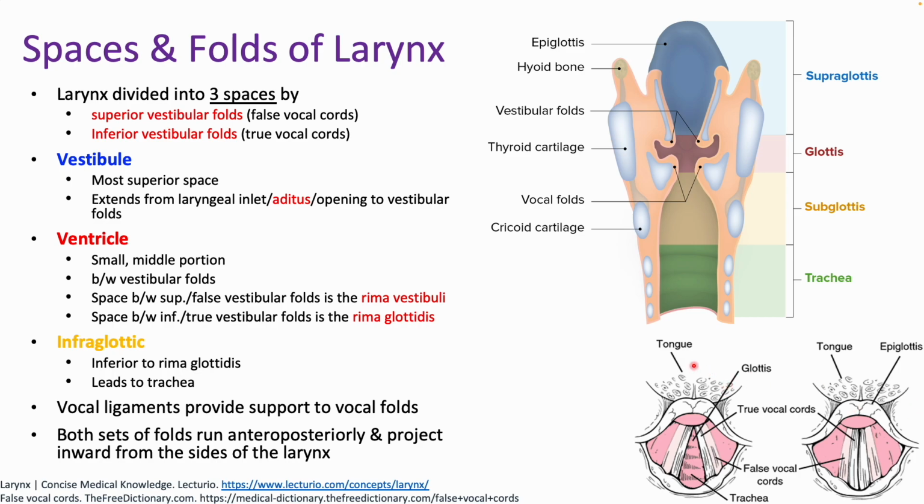And so just like the pharynx, our larynx is going to be divided into 3 regions, and they're going to be separated by some folds. So we have 3 regions. We're going to have a superior vestibular fold and an inferior vestibular fold, which are going to be the landmarks. So our superior vestibular folds are these right here, and that's going to be known as our false vocal cords. And then we have our inferior vestibular folds down here, which are going to be known as our true vocal folds.